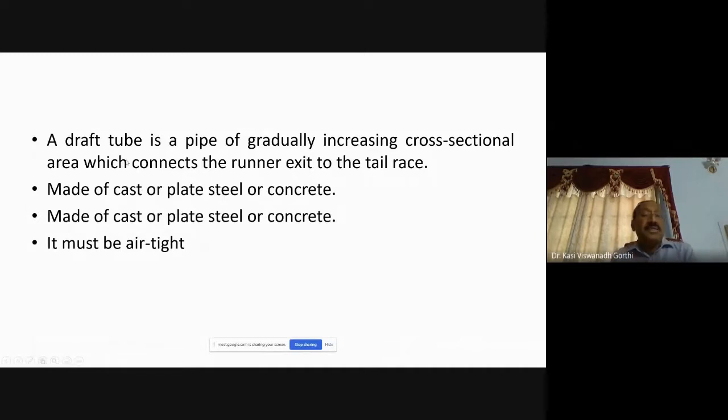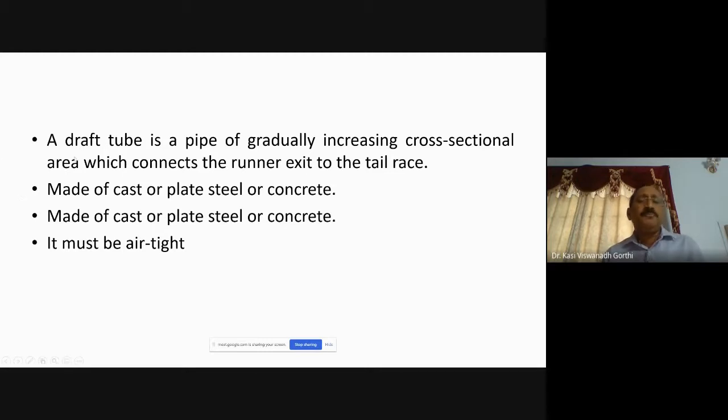So the draft tube, as we have seen in the figure, is a pipe of gradually increasing cross-sectional area, which is directly connected to the exit of the runner. From the entrance of the runner to the exit of the runner, water flows, and at the exit of the runner, if it is left open to atmosphere, the pressure would become atmospheric pressure. To improve the working condition of these types of reaction turbines, the exit of the runner is not left open to the atmosphere. Instead, a draft tube is connected, which will be directly connecting to the tail race.